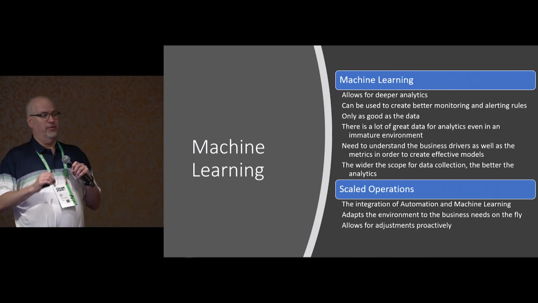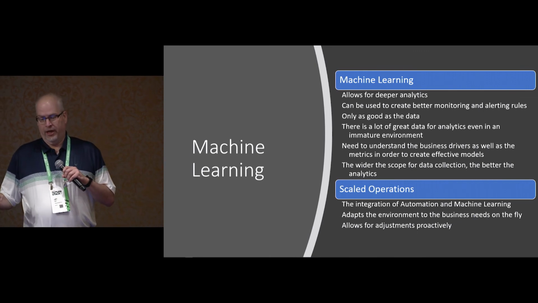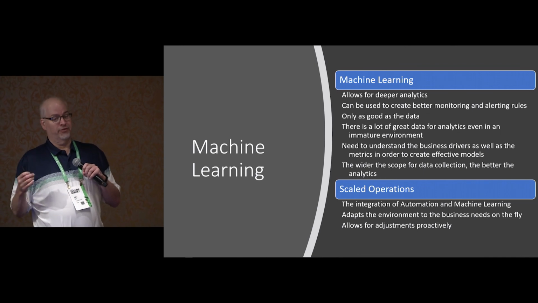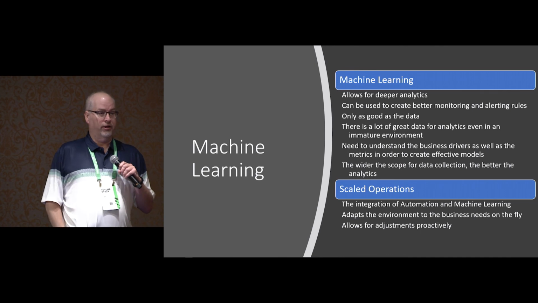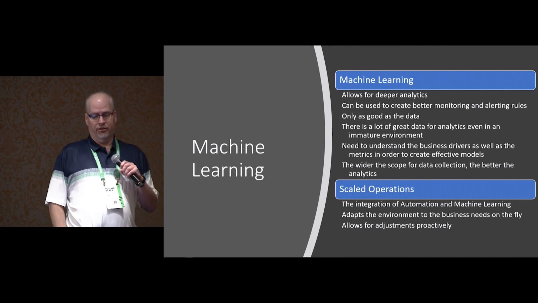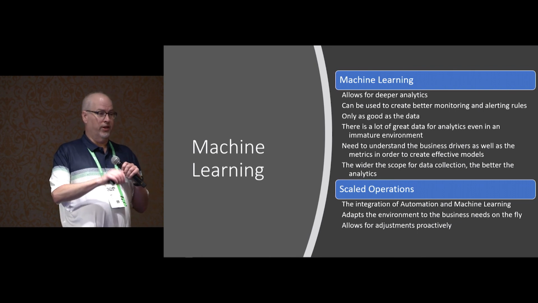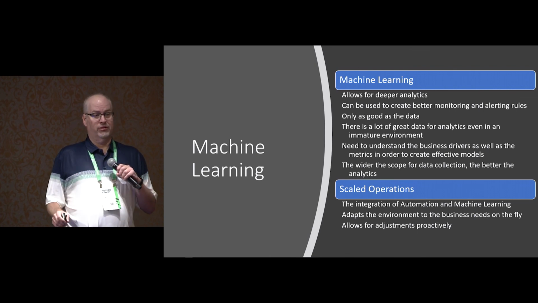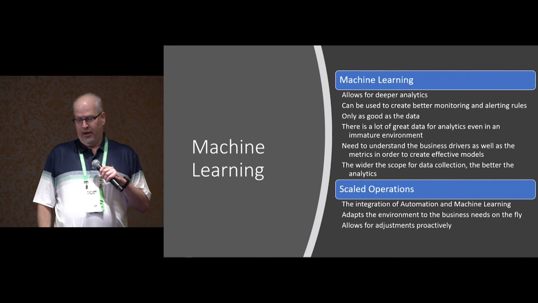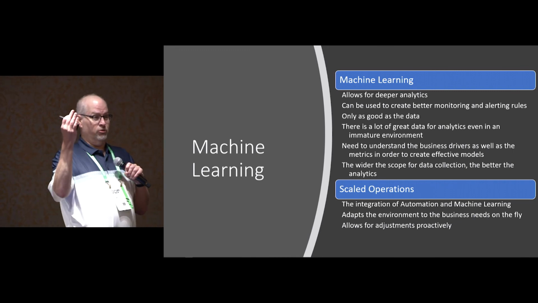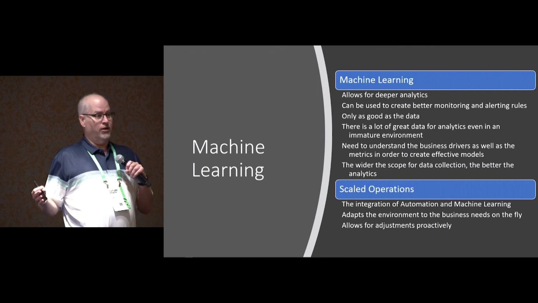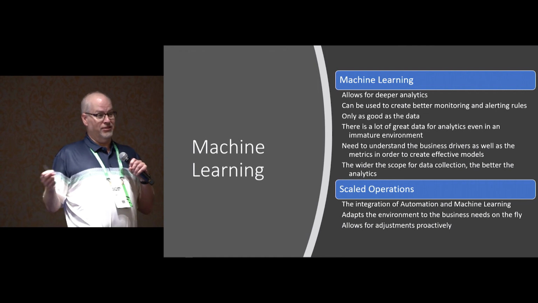You need to understand the business drivers, as well as the metrics, in order to create effective machine learning policies, because how do you know how to tune that and make sure that things are meeting your needs? And the wider the scope of collection of data, as I said before, the better those models will be. And then it leads to scaled operations. Having machine learning tied to the automation allows for that automatic system running, and that's the goal.